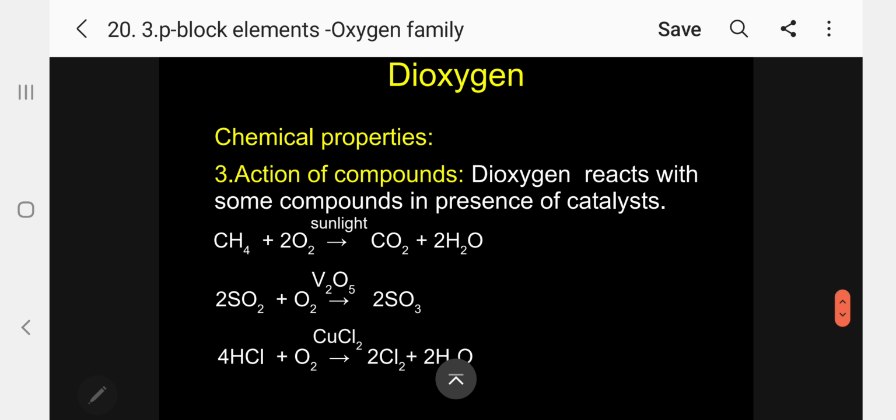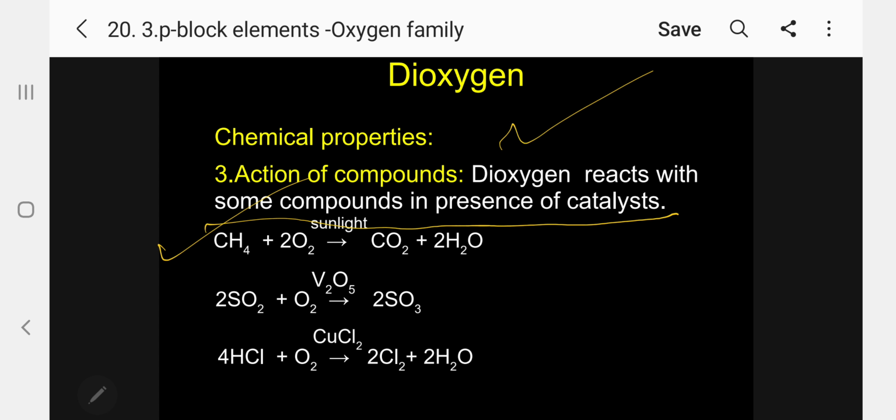Now, coming to the third one, action of compounds. Dioxygen reacts with some compounds in presence of a catalyst. Methane reacts with oxygen to produce carbon dioxide and water. All organic compounds undergo oxidation to produce carbon dioxide and water. So methane also will undergo it.